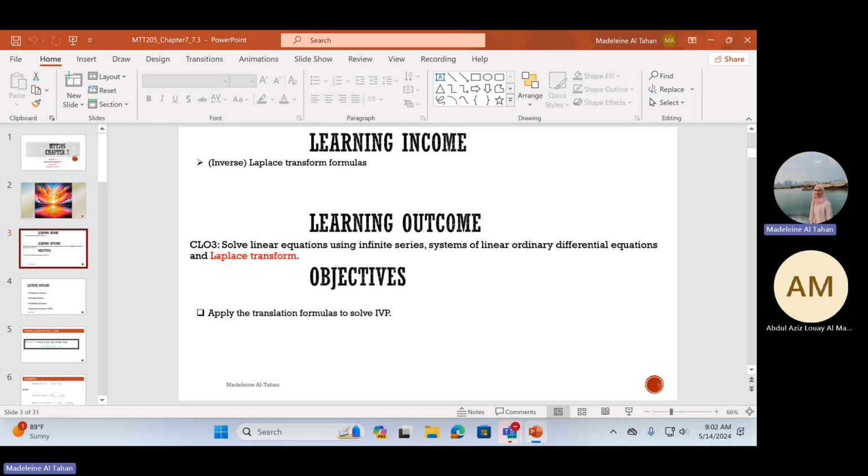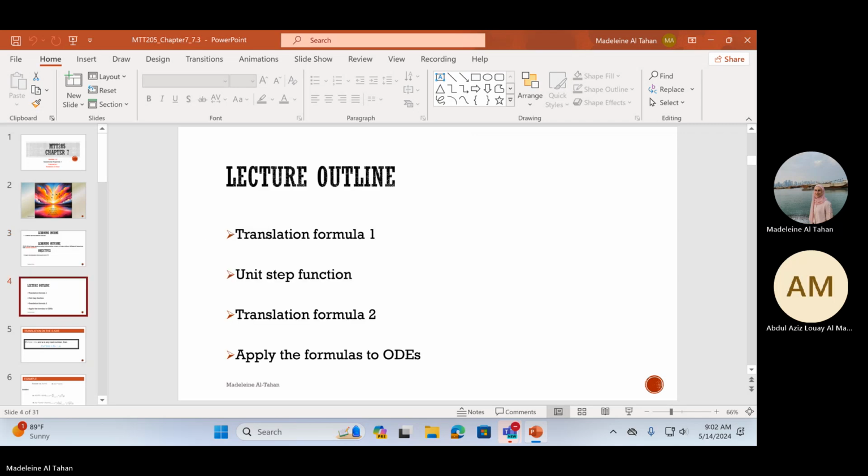We are still in the last learning outcome, and our main objective today is to know a new formula and apply it. Now, why do we need a new formula? In order to deal with more or with different functions. So we will first start with translation formula 1. We'll talk about the part of it as Laplace and the part of it as inverse Laplace. Whenever we have Laplace, we have another formula in inverse Laplace.